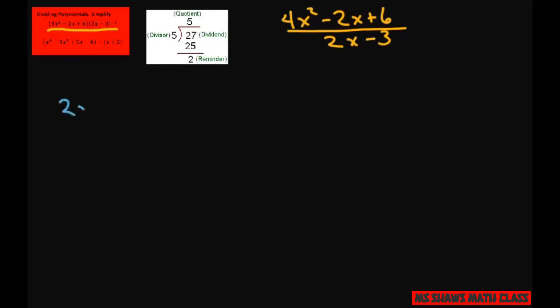So for the first one, just remember this -1 means I can write this as 4x squared minus 2x plus 6 divided by 2x minus 3. That -1 means I can move that quantity to the denominator and get rid of the negative exponent. So basically what we're doing is dividing 4x squared minus 2x plus 6 by 2x minus 3.